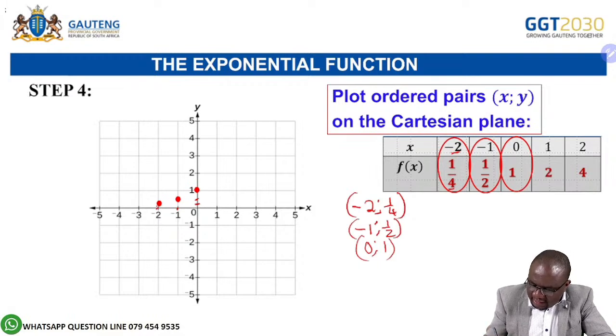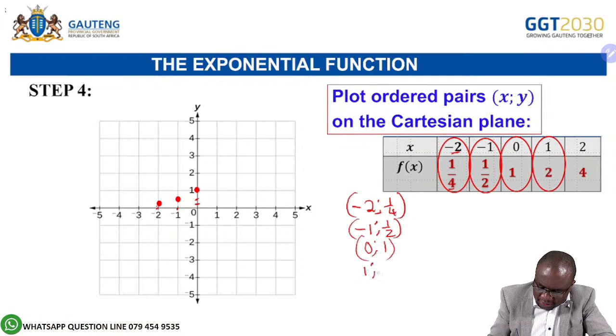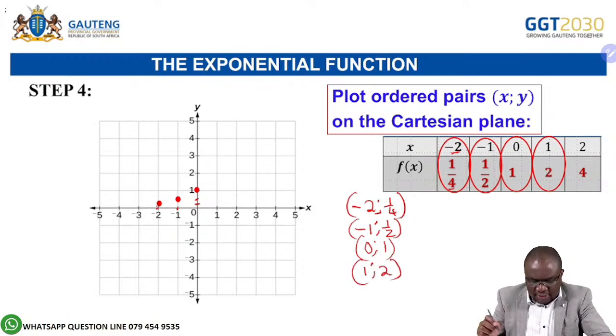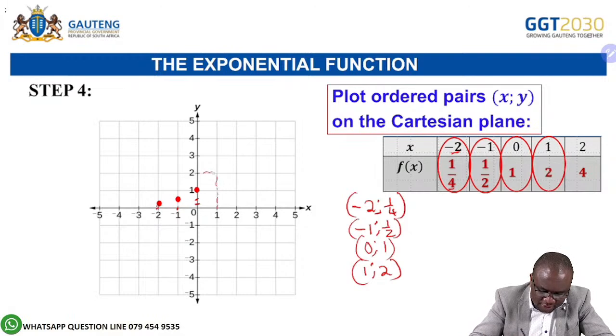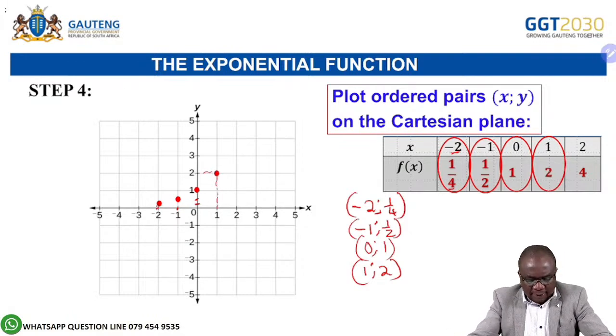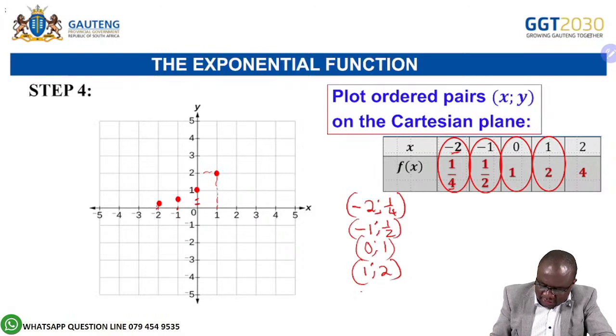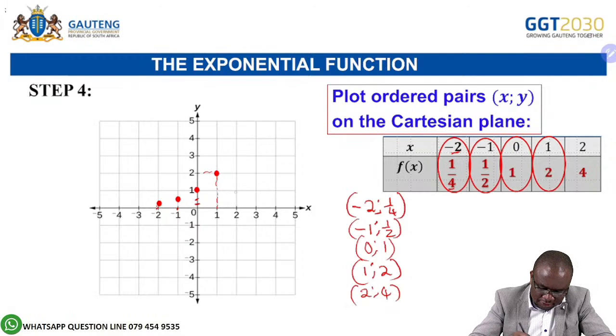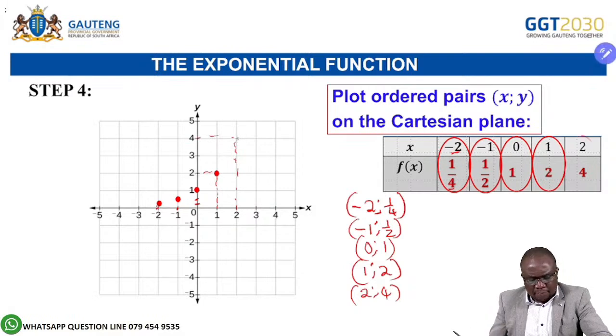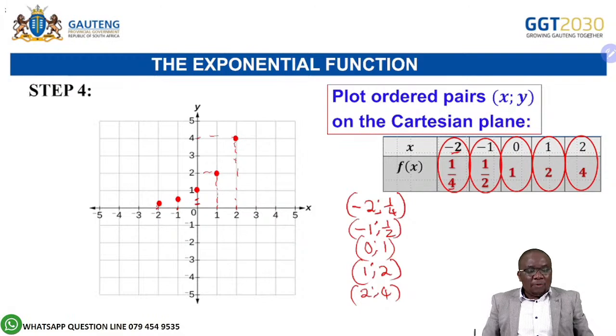Okay. And then we have this one, 1 and 2. 1 goes with 2. X is 1, y is 2. So it means this one here will be 1 and 2. This one is a clear point. They meet there. And then we have the last one, 2 and 4. You see that? 2 is here. Then 4 is there. And then 2 goes up to there. And then that's the point there. Do you see that? Where is the point? Yes, there. Okay. Now we have our points.